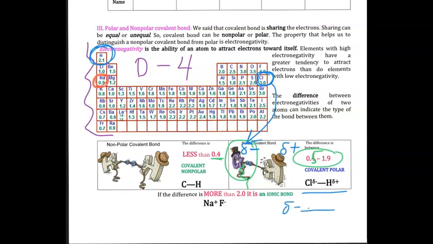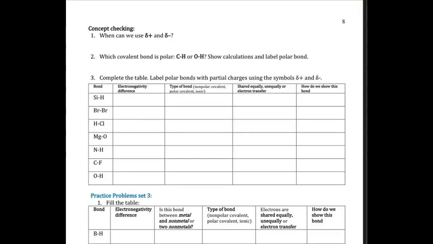So the atom with greater electronegativity has more electrons near it. That's why the density of electrons is greater around its nucleus. So this atom will be partially negatively charged, and the other one, like hydrogen here, will be partially positively charged. If the difference is more than 2, it's going to be an ionic bond.